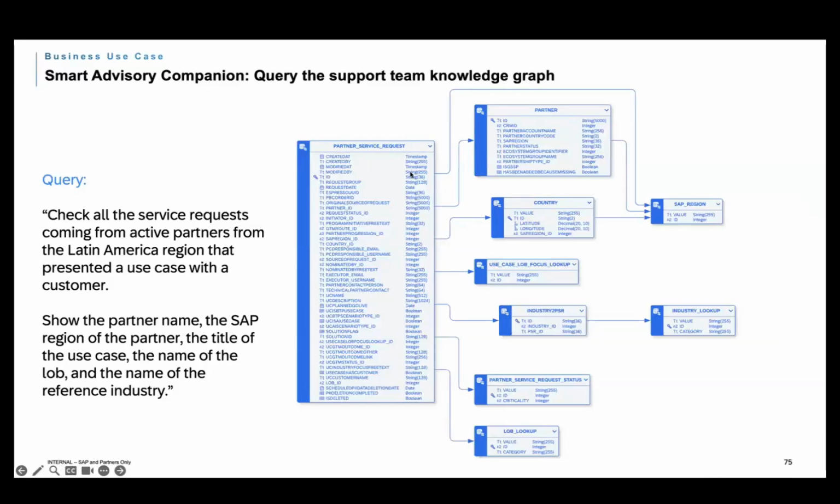Let's imagine John needs to retrieve the information related to this query. So John wants to check all the service requests coming from active partners from the Latin America region that presented the use case with the customer. And he also wants to get details like the partner name, the SAP region of the partner, the title of the use case, and so on and so forth.